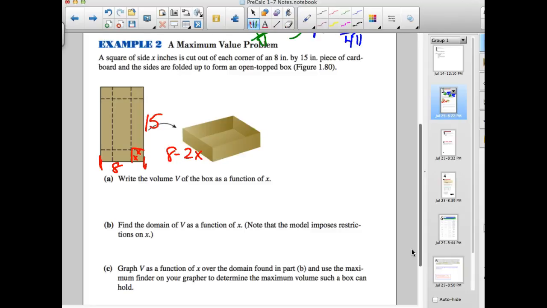Now the same thing is happening on the other dimension. We started with 15 inches and we're taking x off of each end. So that side would be 15 minus 2x. And if we fold along the dotted lines, what is my height? Just an x. Yep. Okay, so our volume formula then is those three things all multiplied together. And we can just leave them like this. We don't have to actually FOIL it all out. Okay, that's the formula for volume in terms of x for this particular box.